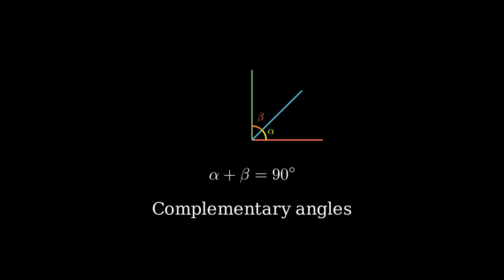Let's begin by creating two lines, one horizontal and one vertical, forming a 90-degree angle. This is a right angle, measuring 90 degrees. Now let's rotate a copy of the horizontal line by an angle. An angle, alpha, forms between the original line and the rotated line. Another angle, beta, forms between the rotated line and the vertical line. Together, these angles are complementary, meaning their sum is 90 degrees. Complementary angles always add up to 90 degrees.